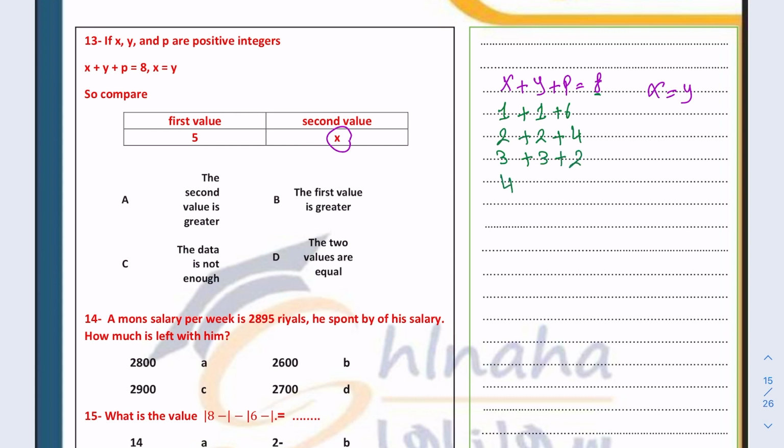Maybe x is 4. So y will be also the same number, which is 4. So b will be 0. This is not acceptable. Why? Because he said it's positive and 0 is not positive. So this scenario is out. So x may be 1 or 2 or 3. And in the 3 scenarios, 5 is more. So I will choose letter A. For any value of x, 5 will be greater than any value of x.